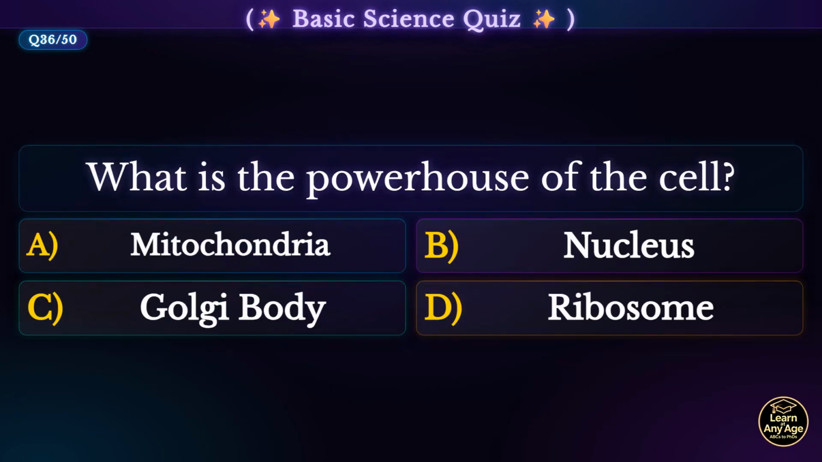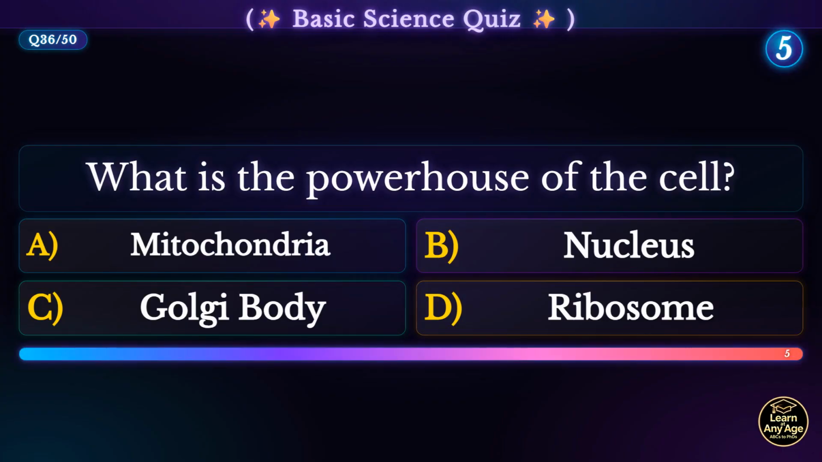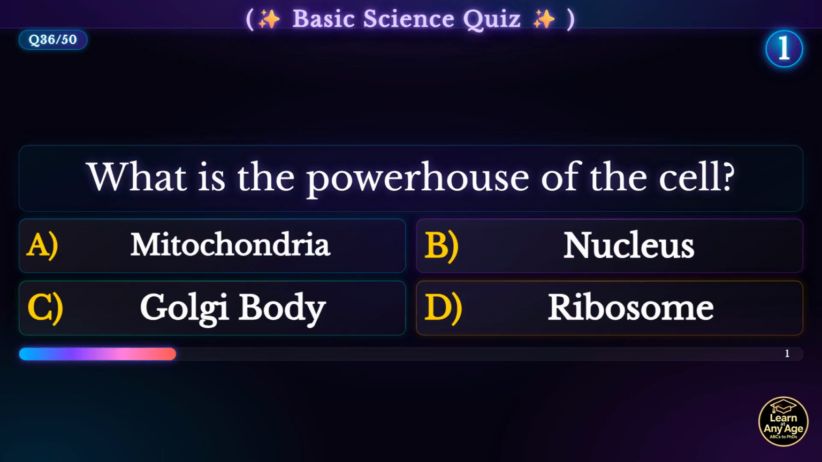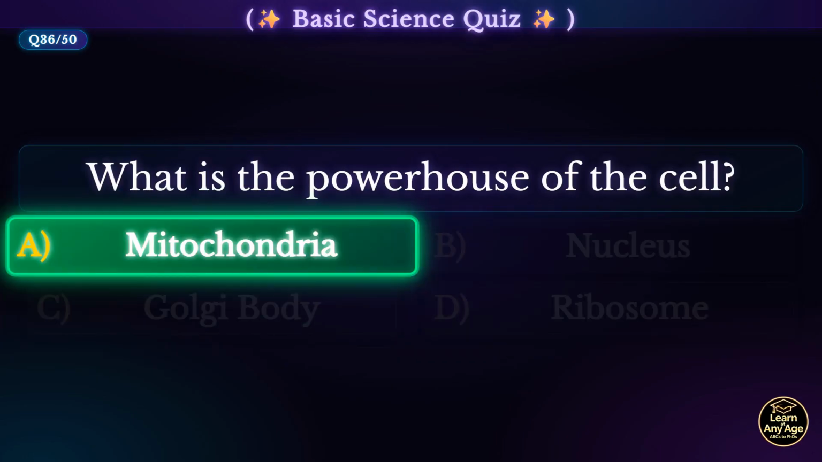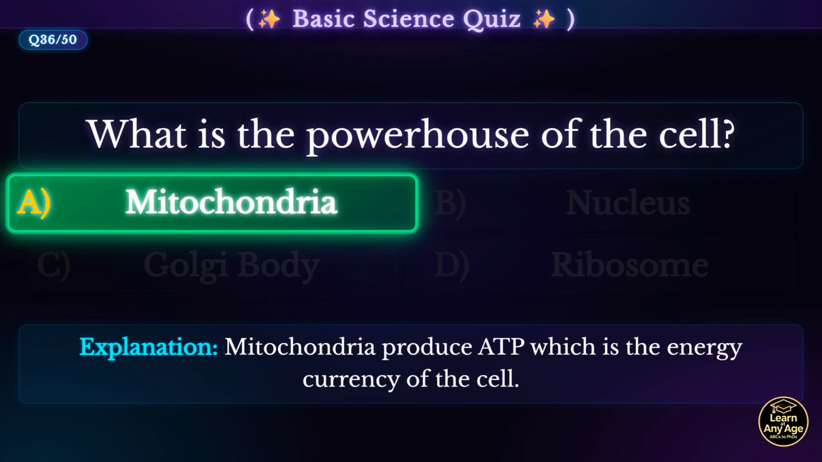What is the powerhouse of the cell? Mitochondria, nucleus, Golgi body, ribosome. Mitochondria. Mitochondria produce ATP, which is the energy currency of the cell.